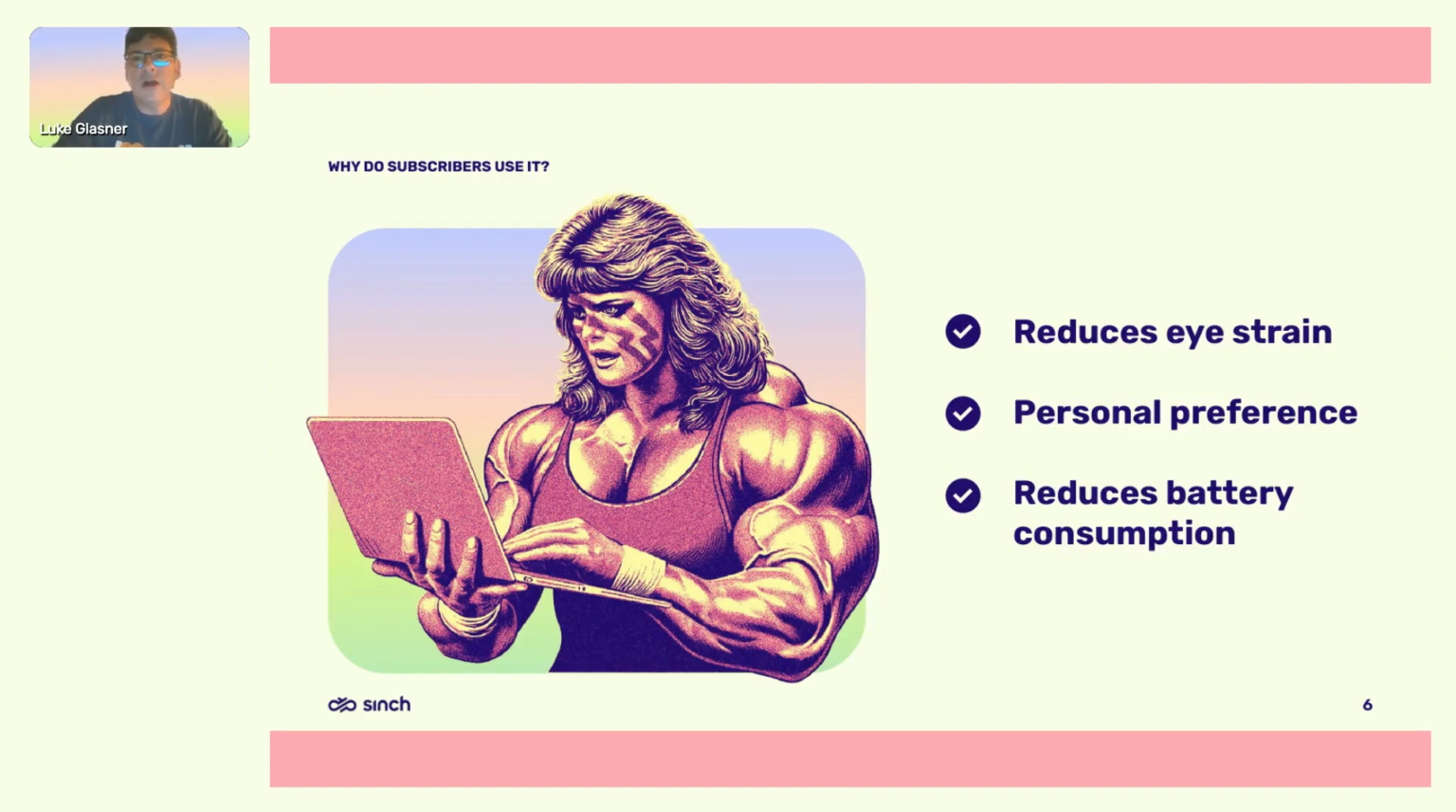So let's start out with why do subscribers like dark mode? And a lot of them do. One thing that people like about it is that it supposedly reduces eye strain. And for myself, I do use dark mode on my phone, and it does help with that. Other people just like the way it looks. It's their personal preference. And then finally, some people believe that it reduces battery consumption.